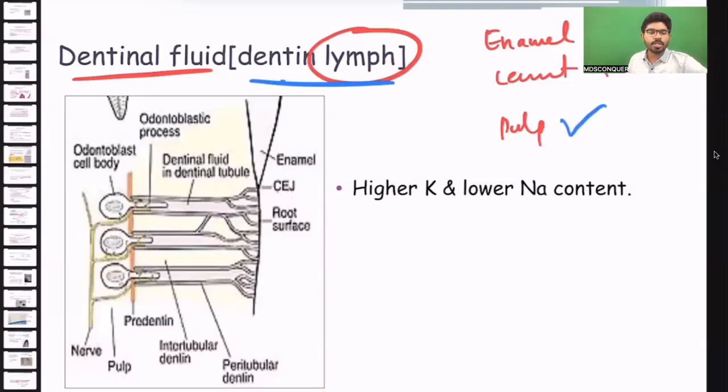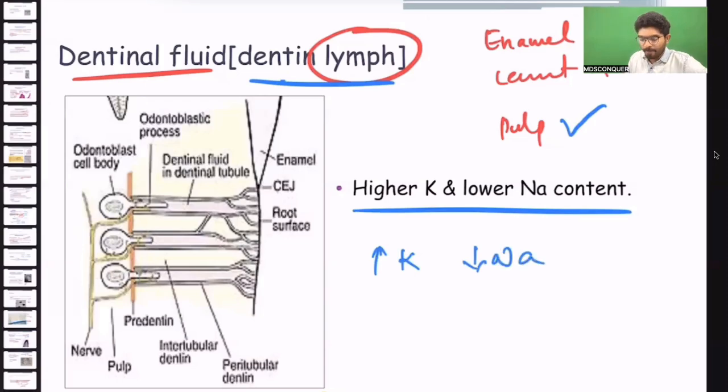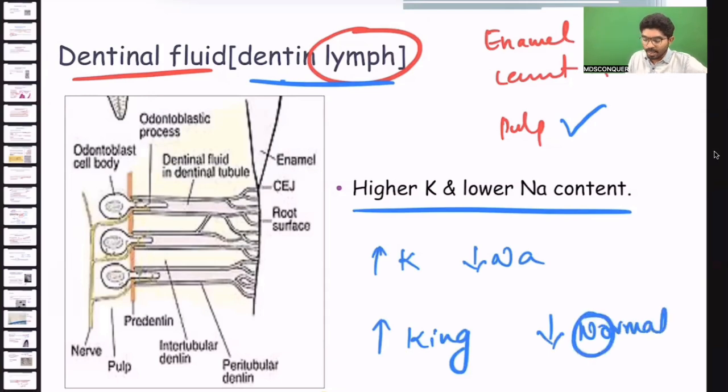A very frequently asked question about your dentinal fluid or dentinal lymph is high K, low Na. So dentinal fluid is very rich in K plus. Dentinal fluid is going to have less Na plus. K plus is more, Na plus is less. Clear?